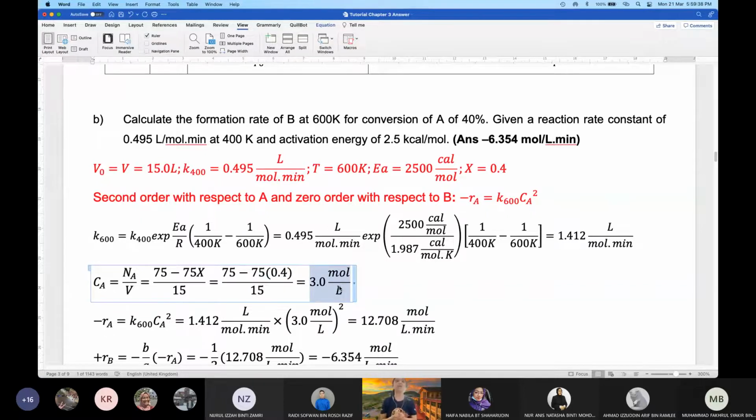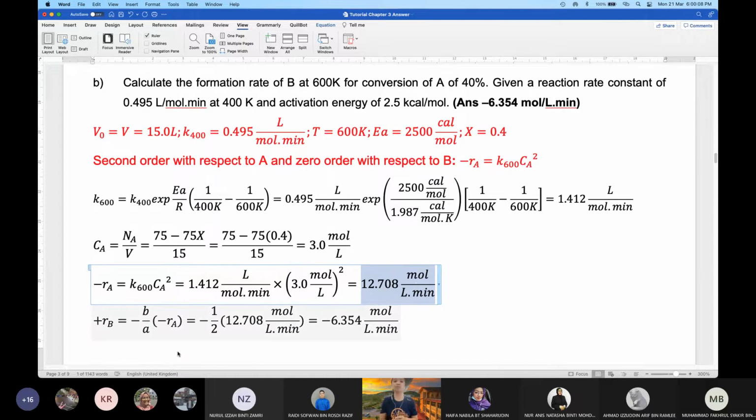So done. Kita dah tahu K, kita dah tahu CA. You can already calculate your minus RA. So minus RA equals to K at 600, 1.412 multiply with CA 3. Don't forget power of 2 sebab dia kan second order with respect to A. So CA kena kuasa 2. You multiply, you get 12.708. So that's your minus RA. You cannot stop here because yang kita nak cari adalah rate of formation of B. Kita nak cari positive RB. What you have done so far is just to find minus RA.